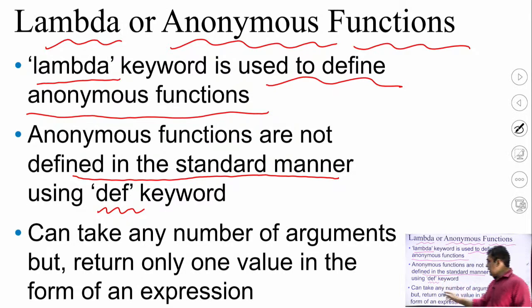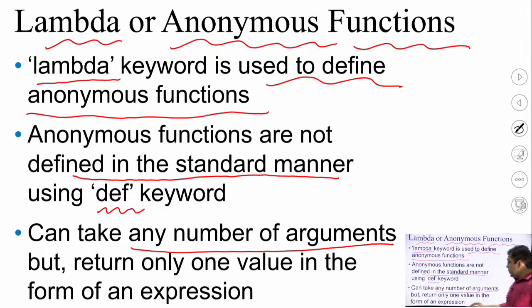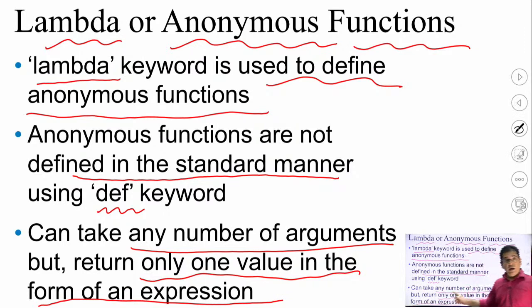It can take any number of arguments but return only one value in the form of an expression. Now you have to carefully understand this point. In a lambda function or anonymous function, you can pass any number of arguments in any order, but you can return only one value in the form of an expression. That should not be any constant or a variable. It should be in the form of an expression, and that will be the output of that function, and it can take any number of arguments.